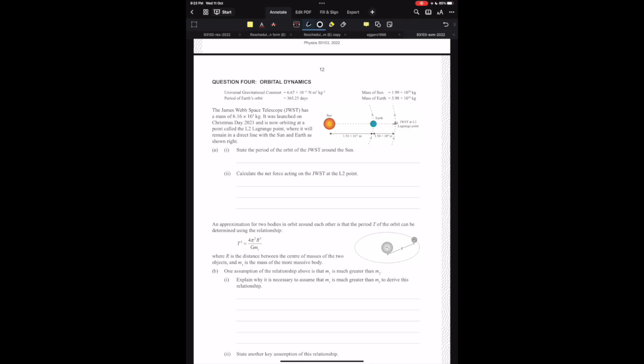It was launched on Christmas Day 2021 and is now orbiting at a point called the L2 Lagrange point, where it will remain in a direct line with the Sun and Earth as shown on the right. State the period of the orbit of the JWST around the Sun.